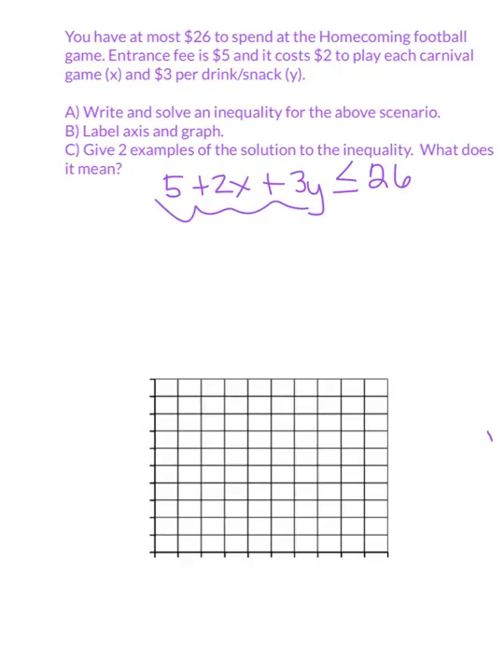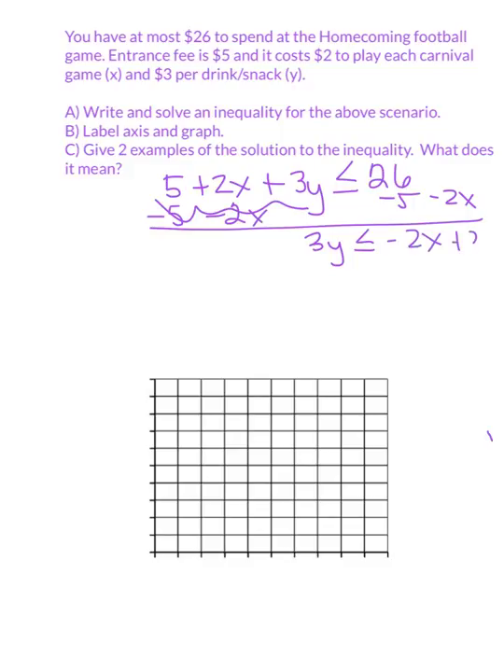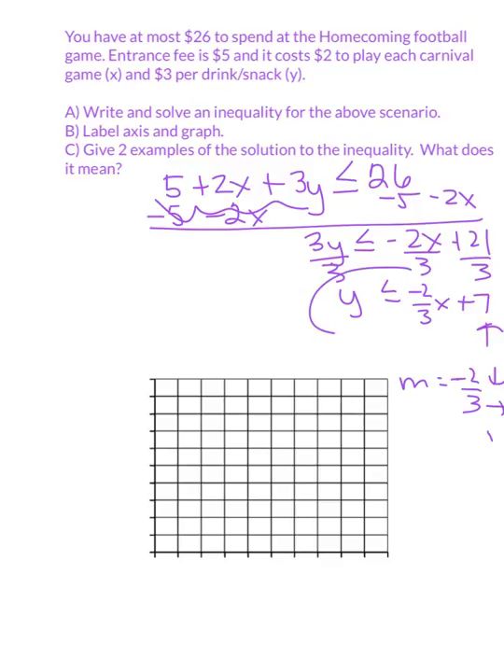Now again, to graph, I'm going to try to put this in slope-intercept form, so I need to get y by itself. So first I'm going to subtract 5, bring that to the other side. I'm going to do it all in one step here. I'm going to subtract 2x, so I get my y by itself, so I have 3y is less than or equal to, and I'll write it in slope-intercept form, negative 2x plus 21. I need to divide everything by 3. So my final inequality that I'm going to graph is y is less than or equal to negative 2/3 x plus 7. So 7 is my y-intercept. My slope is negative 2/3. So I'm going to go down and to the right. So there's my inequality. So that step's already done.